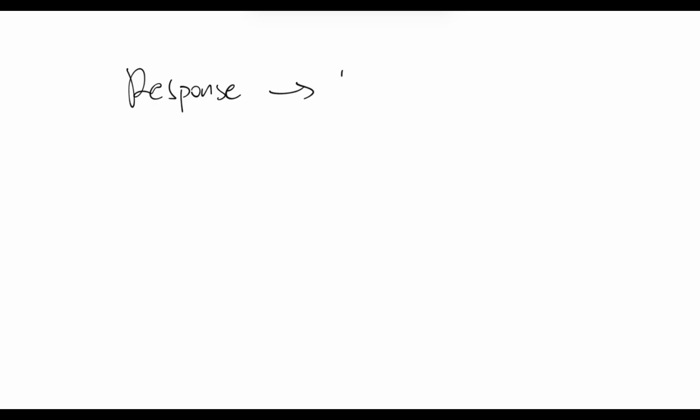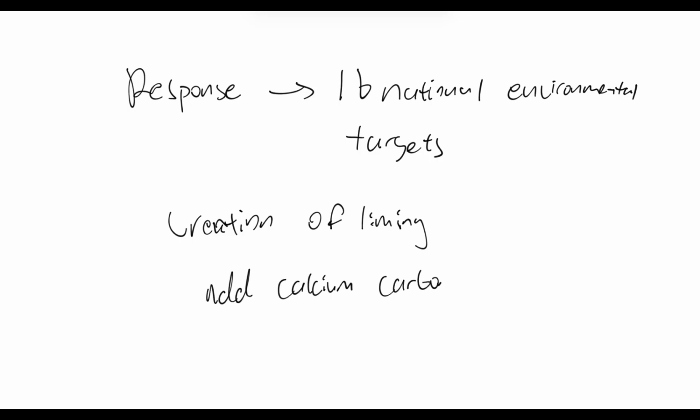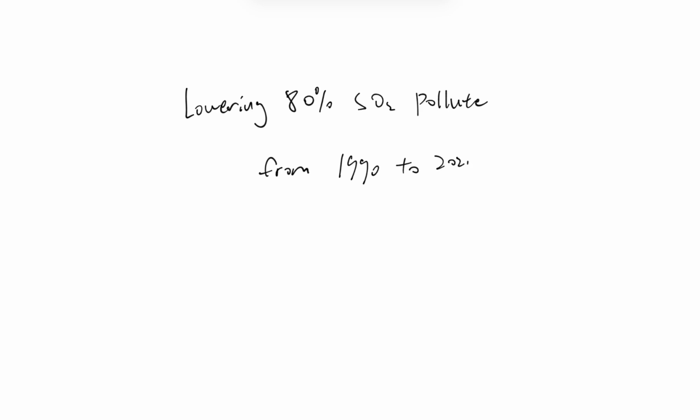Sweden integrated acid rain prevention into 16 national environmental targets and pioneered liming, adding calcium carbonate to raise lake pH. By the 1990s, this increased the fish populations in over 1,000 lakes. Internationally, Sweden was a global leader in lowering SO2 pollutants by 80% from 1990 to 2020, reducing acid rain.